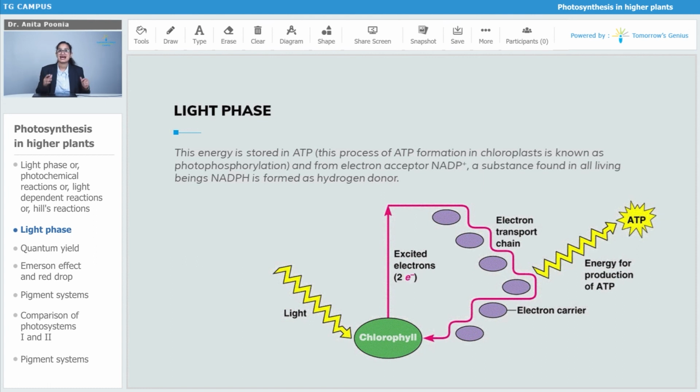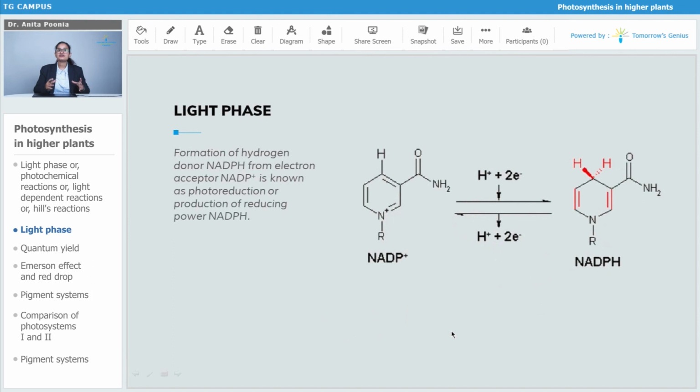NADPH is formed as the hydrogen donor there. The formation of the hydrogen donor, that is NADPH, from the electron acceptor, that is NADP+, is known as photoreduction, or we call it the production of reducing power, NADPH. You can see the whole of the process here, how NADP converts to NADPH.